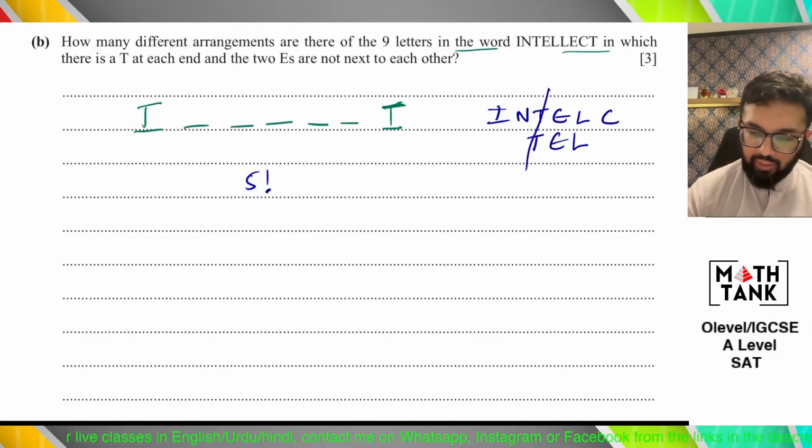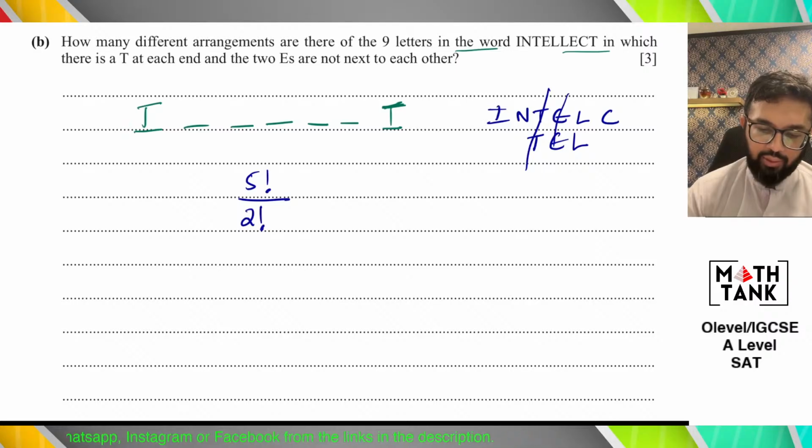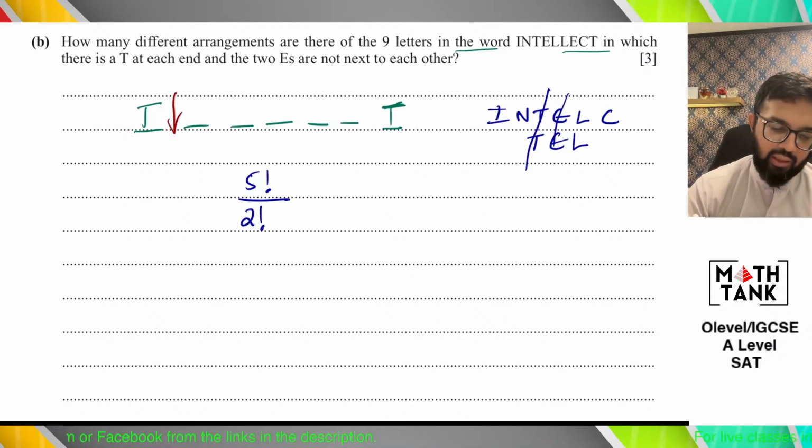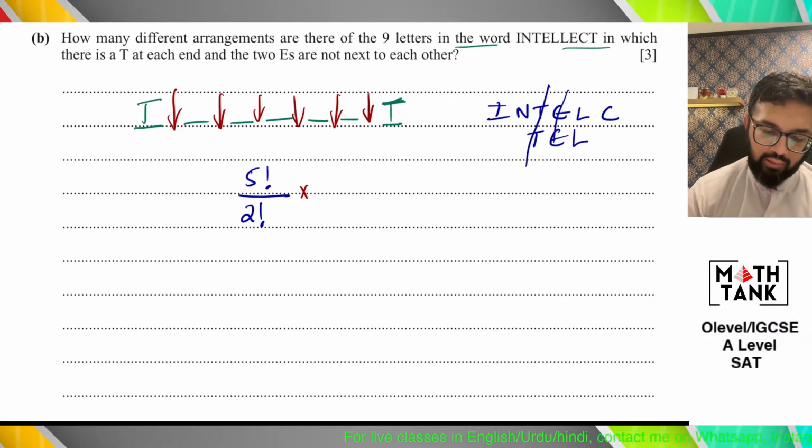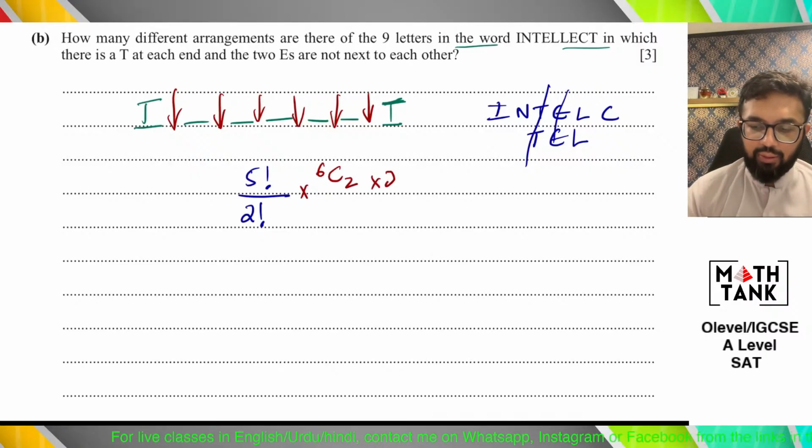So the E's are out. There are 2 L's that are repeated, and so this would be divided by 2 factorial. Then for the E's, I'm going to make arrows and say that the E's could appear anywhere here, and that would be 6 places, so 6C2. I would arrange them, but they are identical, so they also need to be divided.